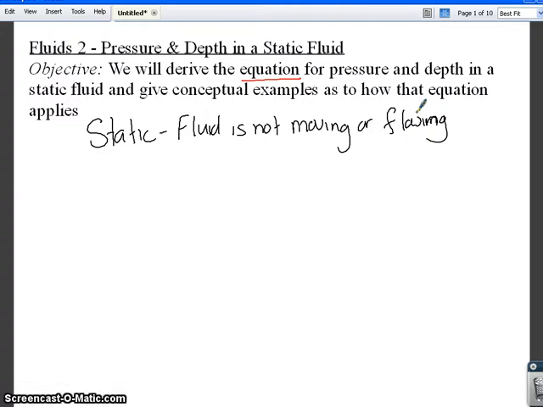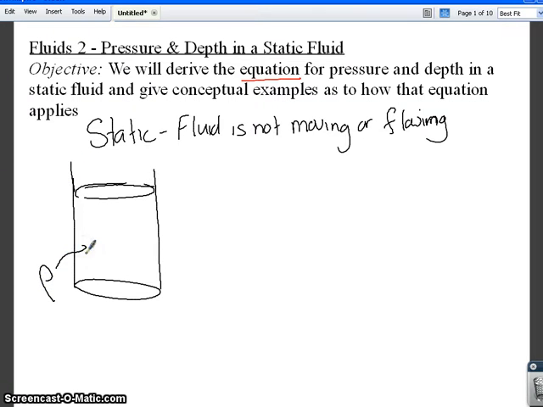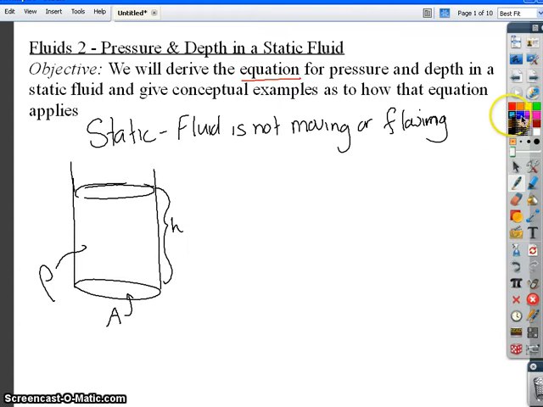So let's draw a picture of a fluid here. Now, this fluid has a density. It is sitting on top of an area here, and it is a certain height. So we want to derive an equation between pressure and depth. Pressure and depth, okay? So let's first discuss what pressure is.